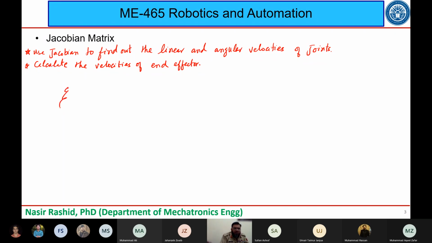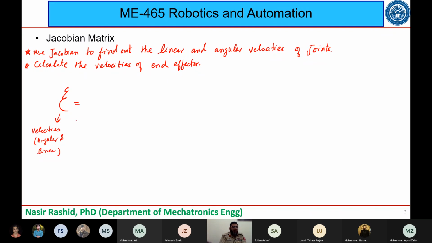Let me just write it here. This is called chi, and chi would be the velocities. Chi would be a matrix or a vector which will have the velocities, and the velocities will include the angular and linear velocity.